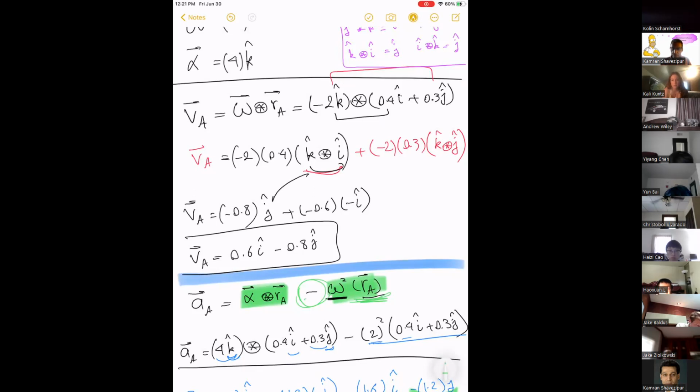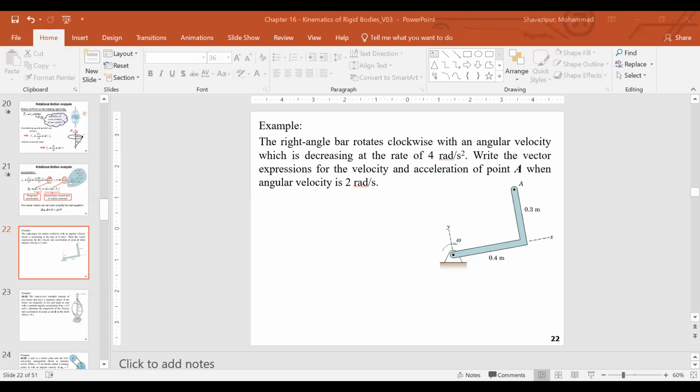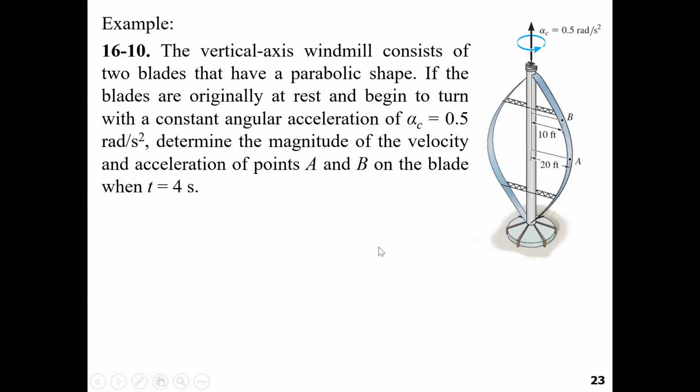Okay, let's go back to the slides. This is another example. You have this windmill. You have 2 points on the windmill. One is 10 feet away from the axis of rotation. One is 20 feet away. It says the blades originally are at rest and begin to rotate. Alpha C is constant, and as you see is in this direction, half radian per second squared. We want to find the magnitude of the velocity and acceleration after 4 seconds.